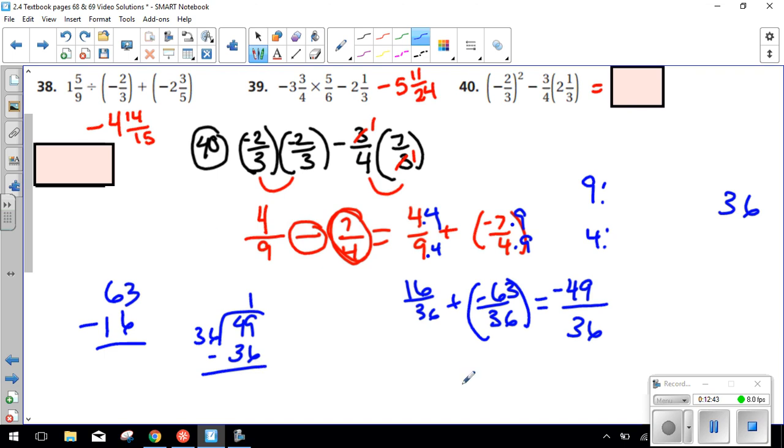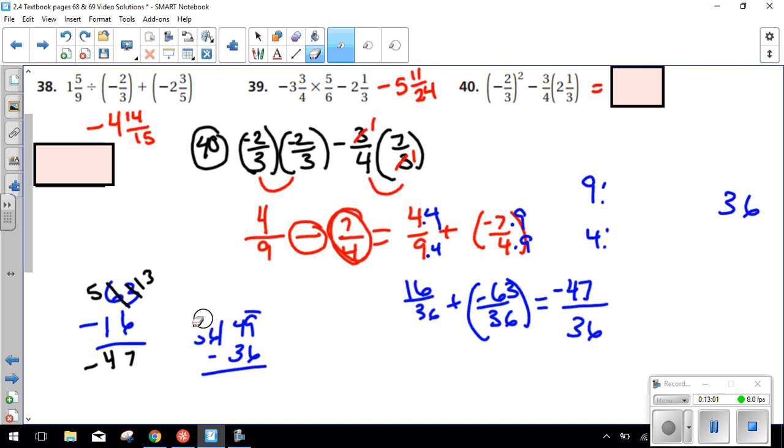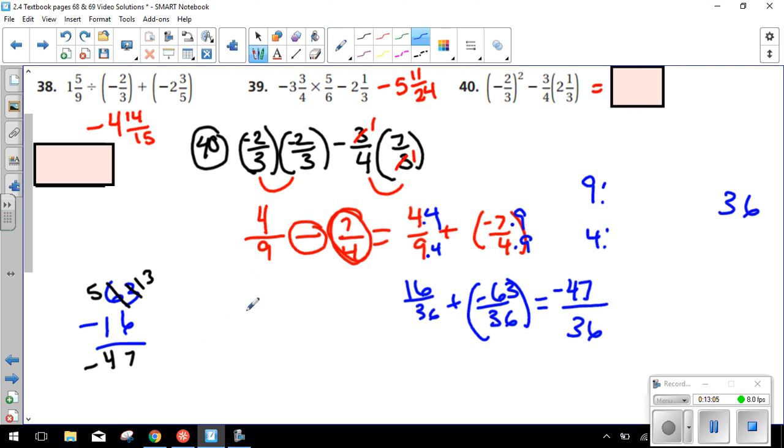Hang on one second. Okay, let's make a correction. So 63 minus 16 is 47 negative, not 49. So let's make this a 7. So it's negative 47. So let's come back to this division, and we're going to fix that. So we're going to take 47 divided by 36. 36 goes into 47 one time. When we subtract, we get 11.